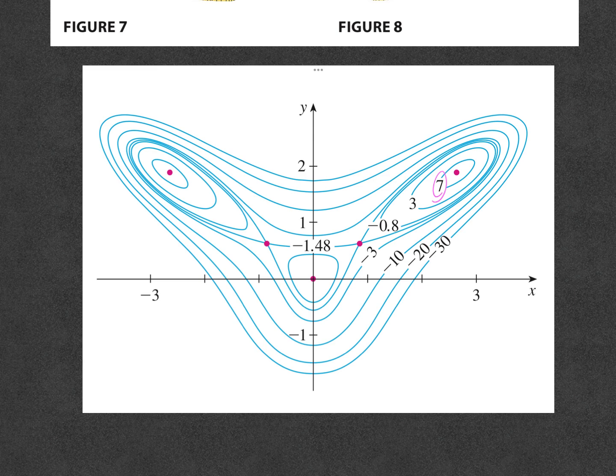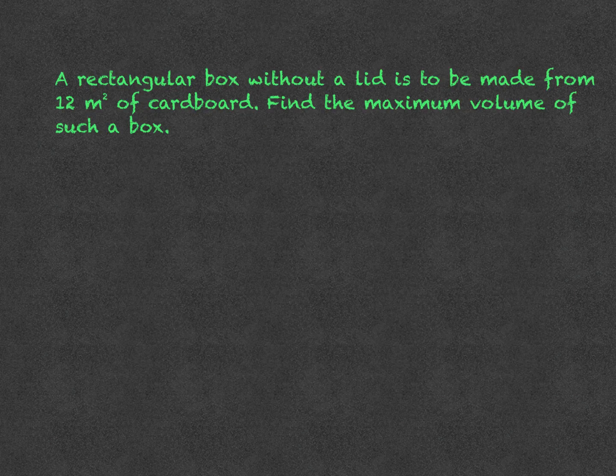Let's look at an example of this. When a new product is being developed, often the packaging is important in what you're doing. So a rectangular box without a lid is to be made from 12 meters squared of cardboard to make the box. Find the maximum volume of such a box.